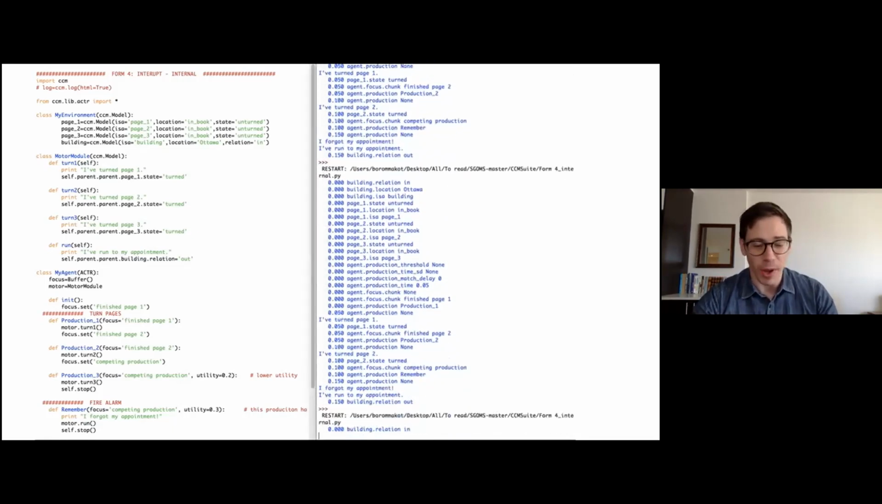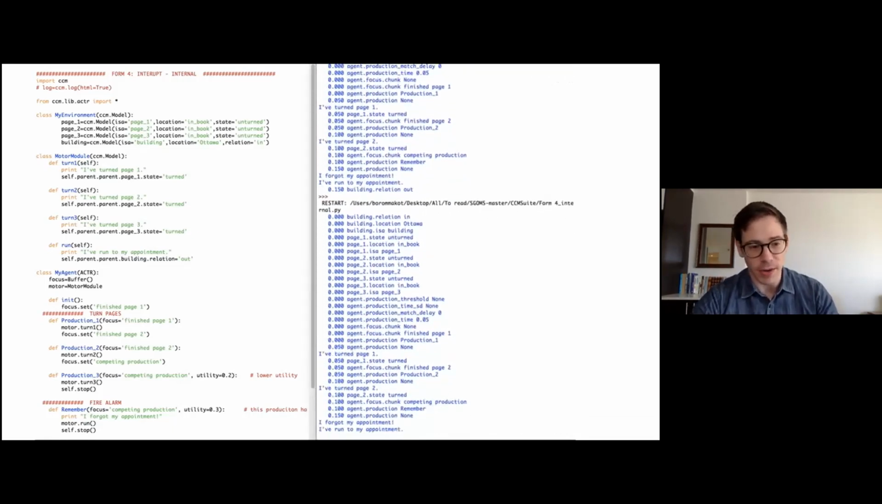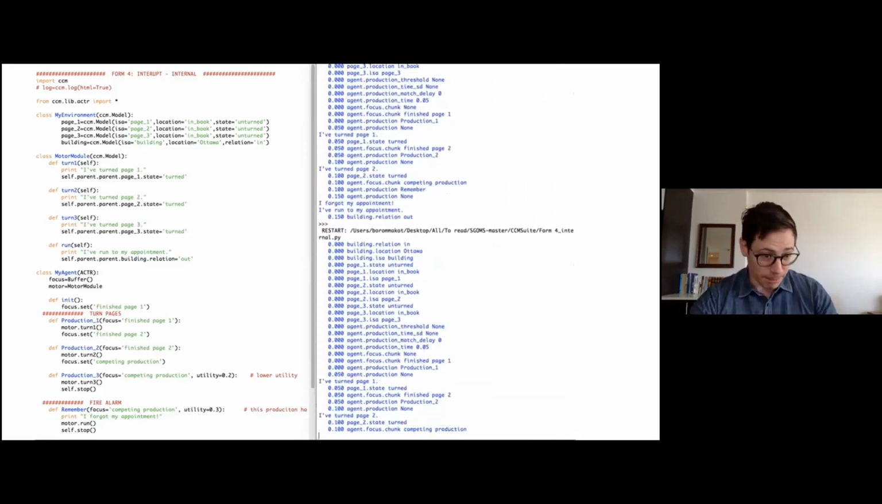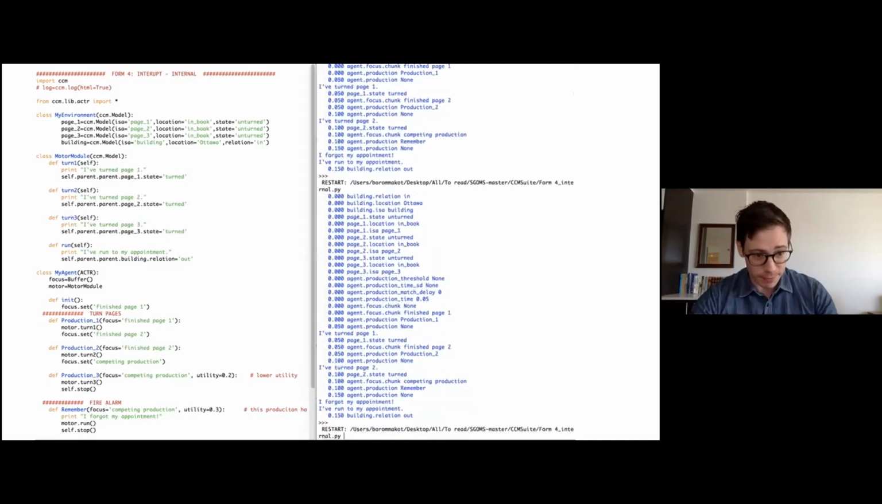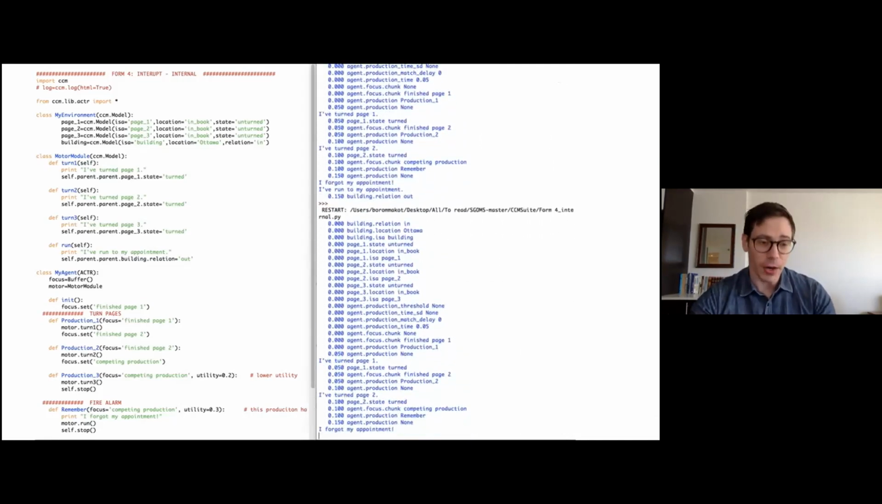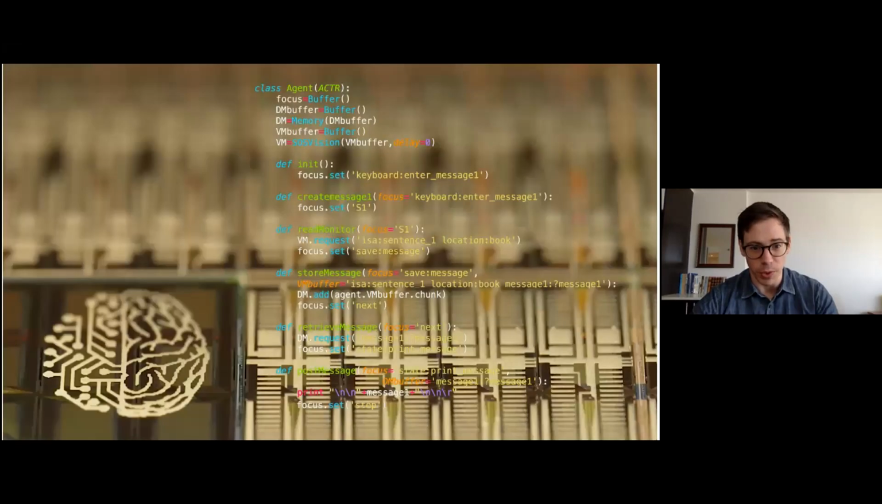But I wanted to just give you a scary glimpse at how the code runs. It's written in Python, and ACT-R is written in Python, so it's another programming language that depicts the empirical data of how cognition works.